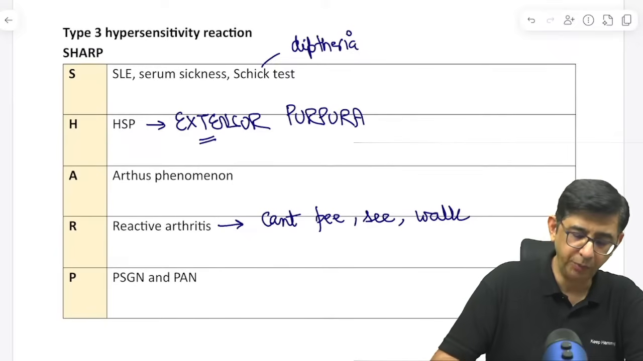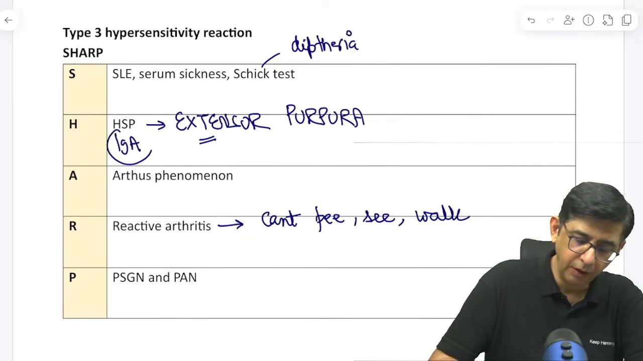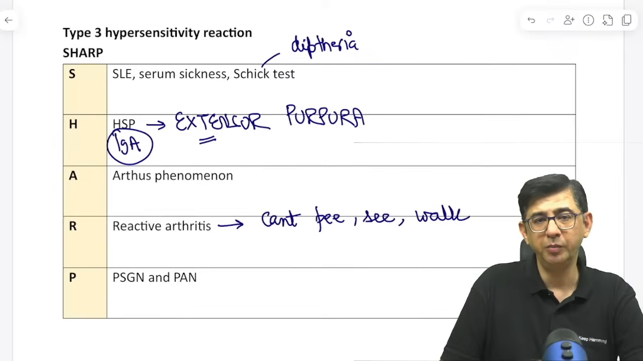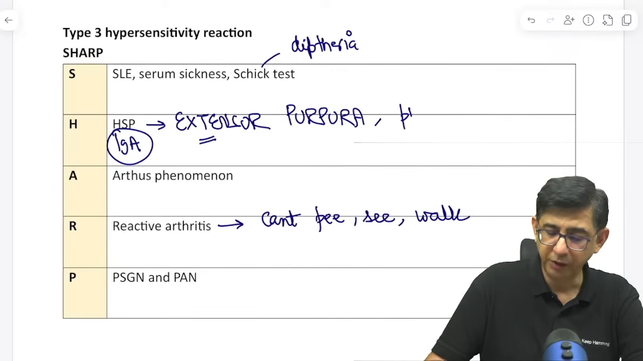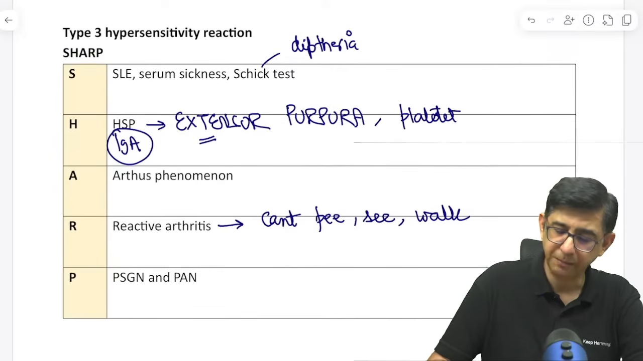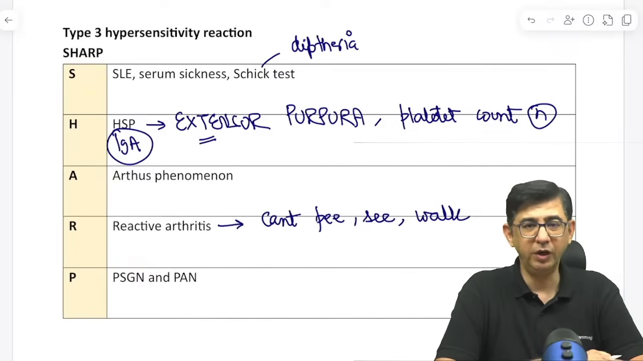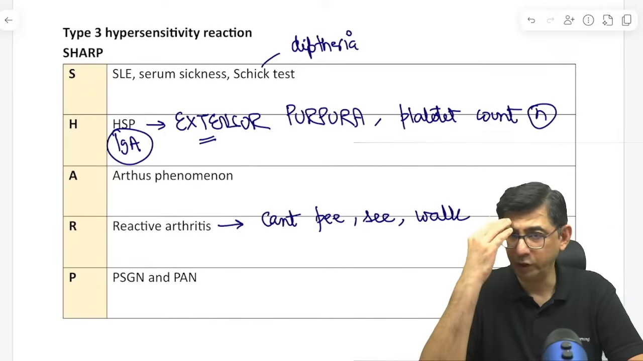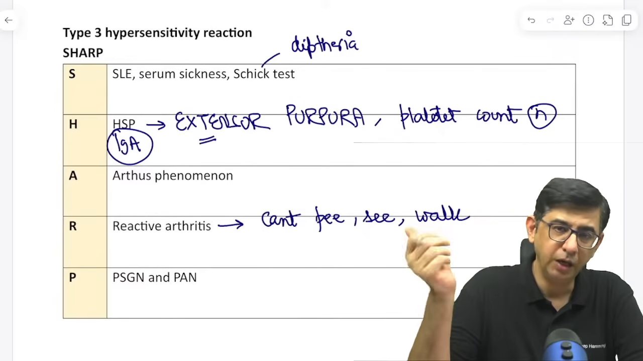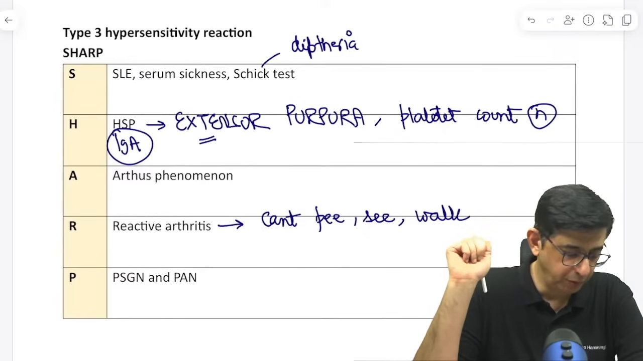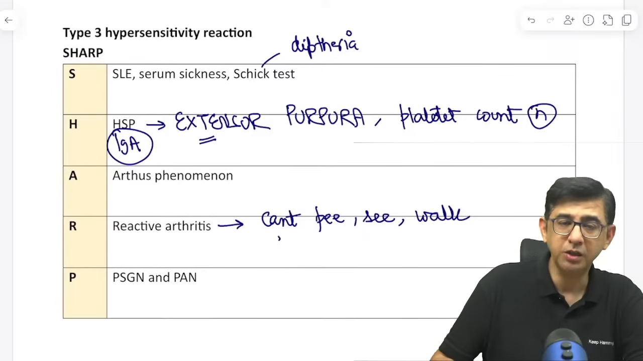Yeah, Henoch-Schönlein purpura is IgA mediated. But he'll ask you about extensor purpuras, and he'll ask you about platelet count, which is normal in this condition. Platelet count is always normal in Henoch-Schönlein purpura. It is a vasculitis. Normally purpura is due to thrombocytopenia, but here it is a non-thrombocytopenic purpura. Can't see, can't pee, can't walk.